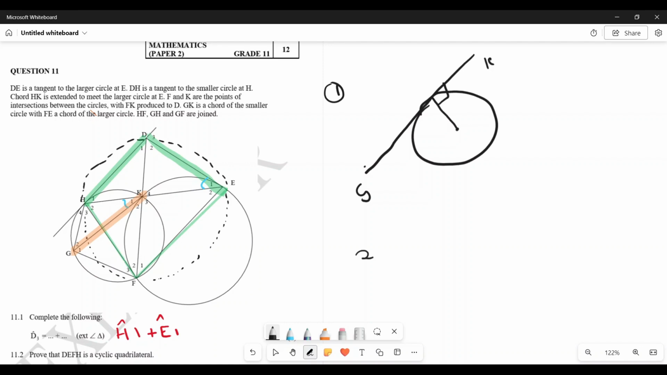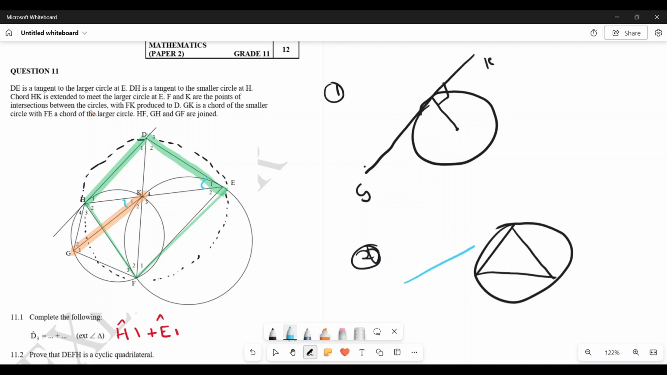Now, the second way is your tan chord theorem. Basically, if I have a circle and I have a chord inside, this is my triangle, and you have this line here. If you could prove that the angle between your tangent and a chord is equal to that, right?